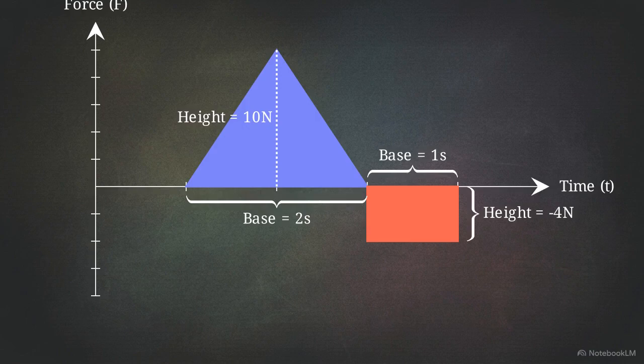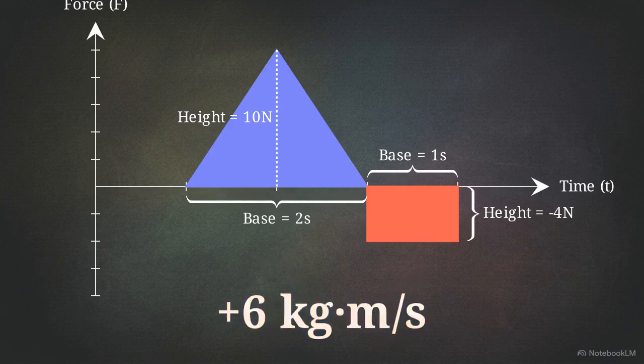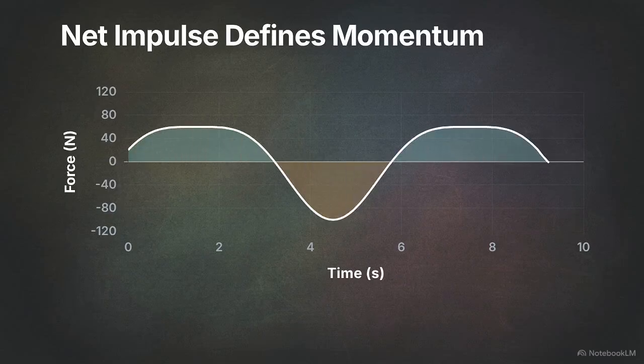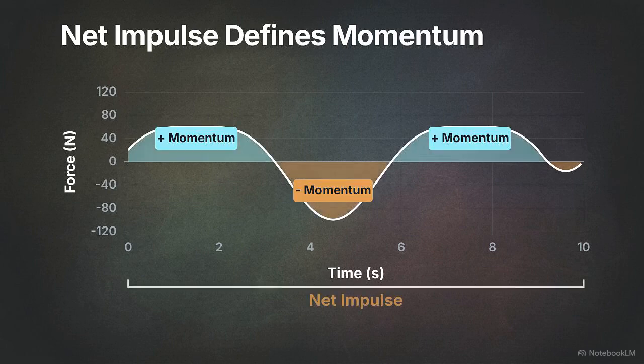Let's break it down. First, we find the area of the top triangle, which gives us a positive 10. Then we calculate the area of the bottom square, giving us a negative 4. Subtracting the negative area from the positive area leaves us with a final net impulse of positive 6 kilogram-meters per second. The net area on a force-time graph accounts for every fluctuation in push and pull, providing a complete record of the total momentum change.